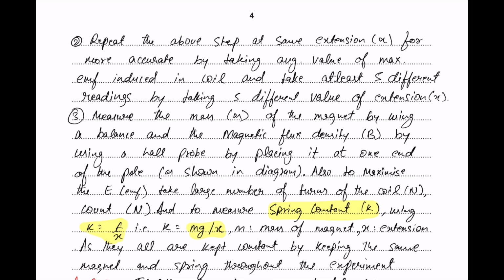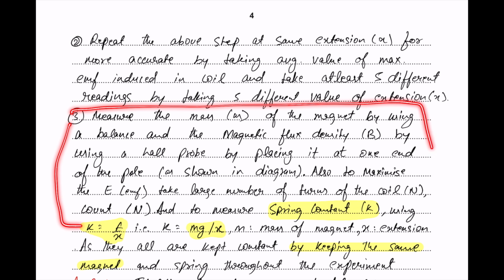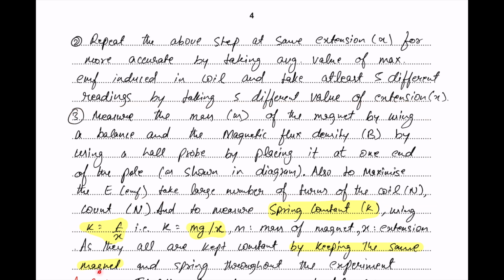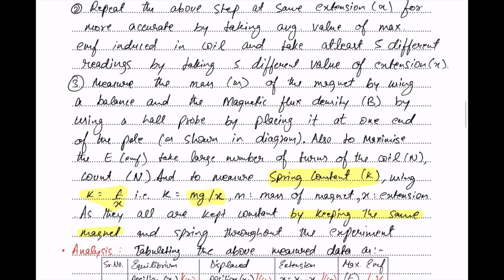As they are all kept constant by keeping the same magnet, I have shown here at the last how I will keep that in control. By keeping the same magnet, I can control the mass and the magnetic flux density, and the spring. So by keeping the same spring, I can control the number of turns as well as the spring constant throughout the experiment. Okay, so this is very important, how you control and how to measure the control variables.